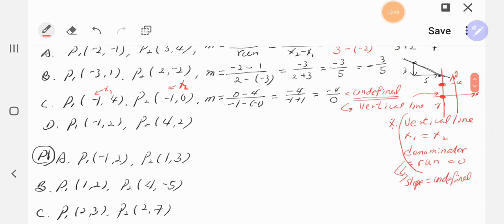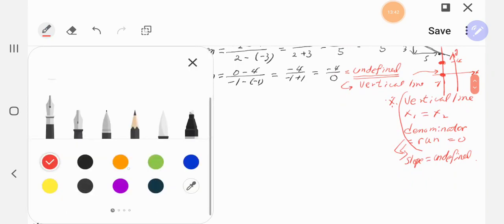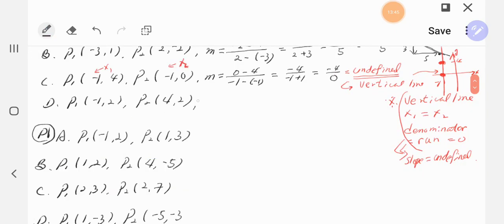Very important concept. Okay, let's try letter D. So m is equal to y2 minus y1 over x2 minus x1. Then this is 0 over what? This minus 1. Let me write this clearly. So 4 plus 1 is 5, so 0 over 5.